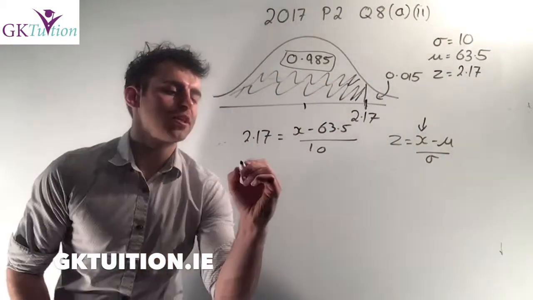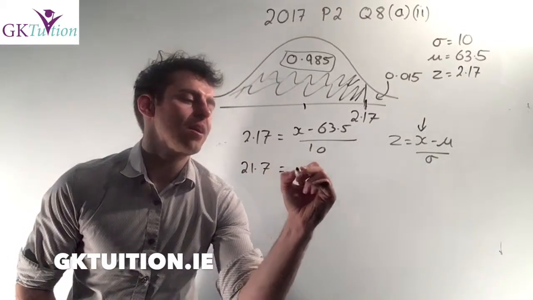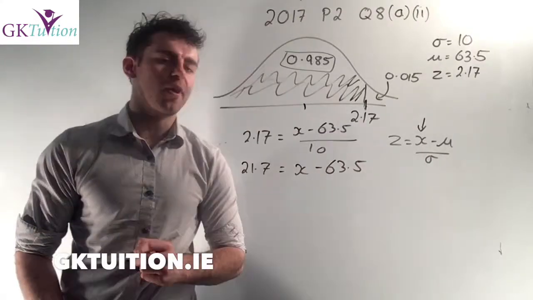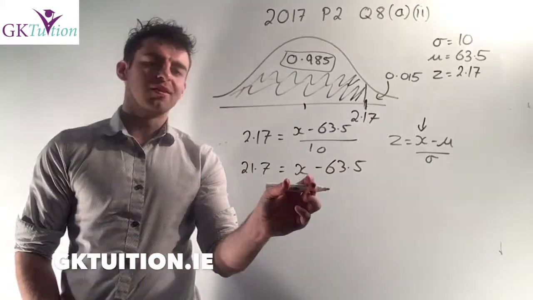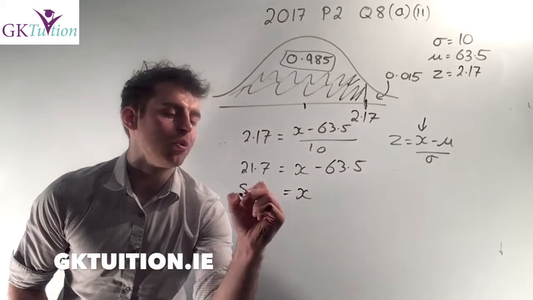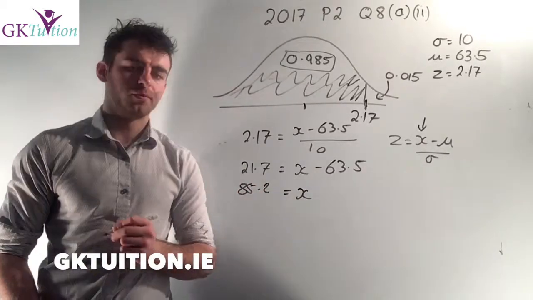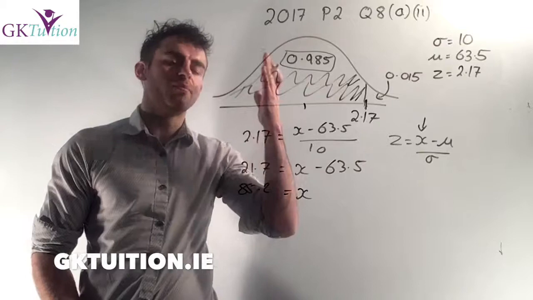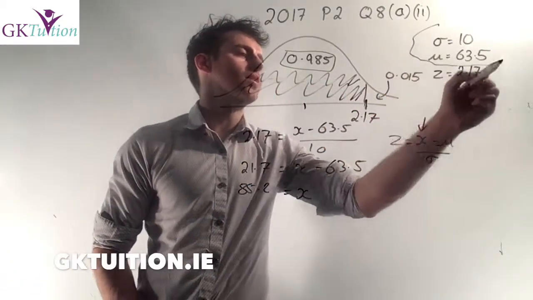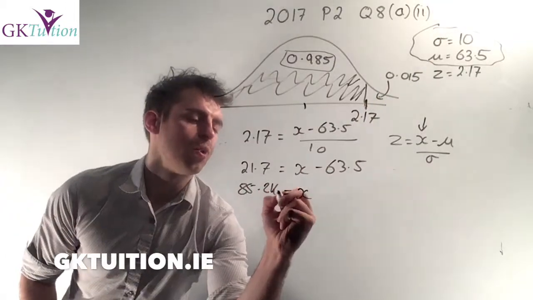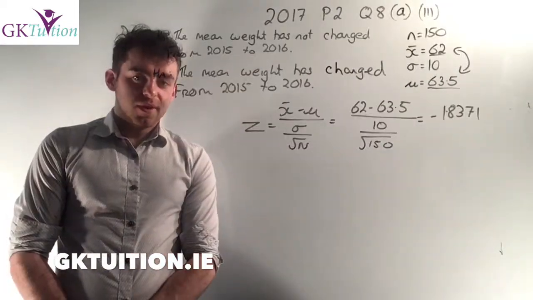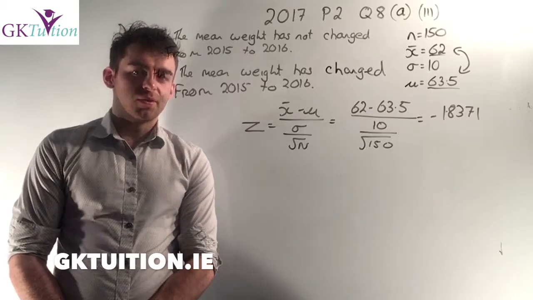In order to get rid of my fraction, I would multiply both sides by 10, and I get 21.7 is equal to x minus 63.5. In order to get x on its own, I would add 63.5 to both sides, and you end up with 85.2. So you know that if 98% of 15-year-olds weigh less than Kamal, based on this normal curve, Kamal must weigh 85.2 kilos. Okay, so now we need to talk about A part 3 of this question.